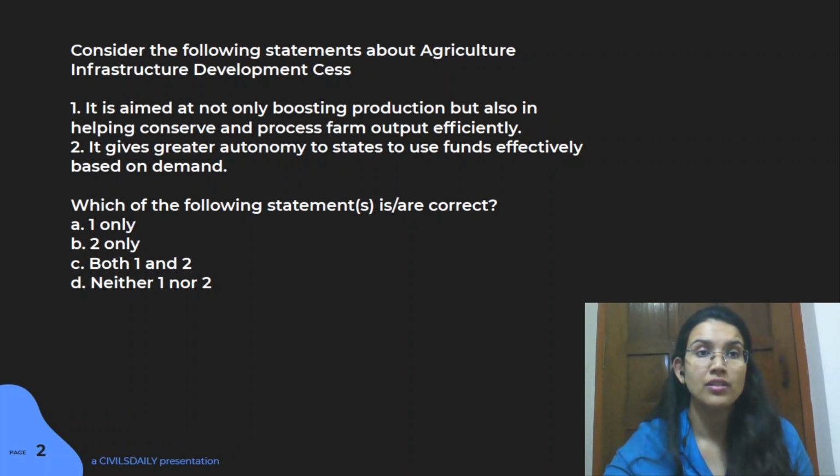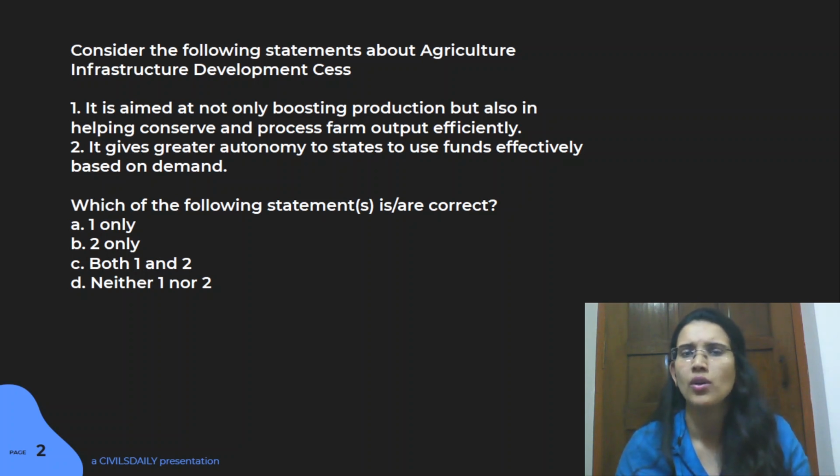Now the first statement here is about the basic purpose. I always have told you that whenever you're doing any fund or any cess, you should know the basic objective of that particular thing. So this statement is actually right, because this particular cess is proposed to improve the agricultural infrastructure, aimed at not only boosting the production but also helping to conserve and process the farm output effectively. Both ideas are clubbed into this particular cess and aimed at improving the overall efficiency of the system.